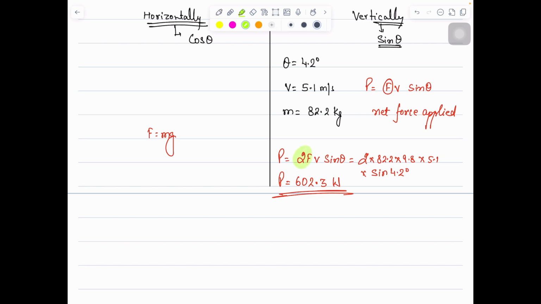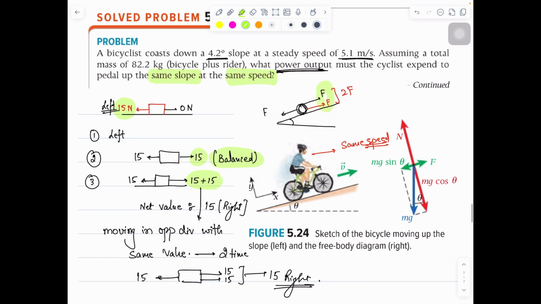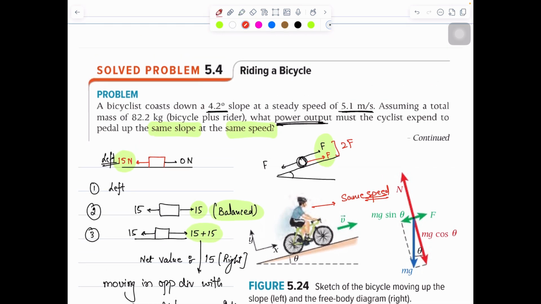So you understand the concept of 2. This is very important. Why 2F? Why is it a 2F net force? Because if you want to go up with the same speed, you have to apply 2 times. That's why it is one of the very, very, very important questions, and this will 100% come in your exam also. Clear guys? So now I hope that you understand all the concepts and you can do it in a very good way in your exam.